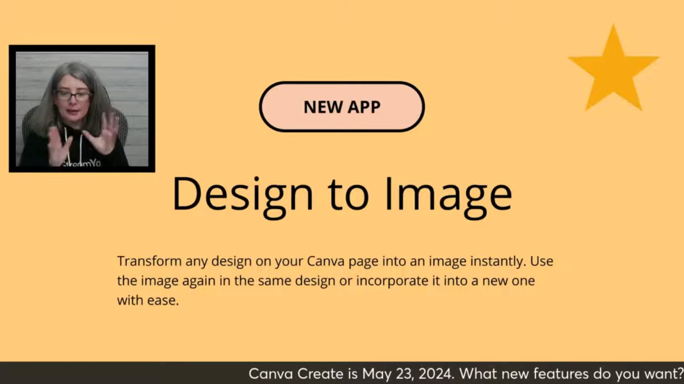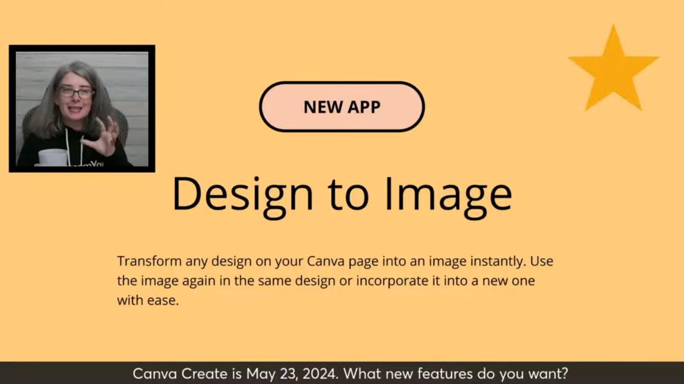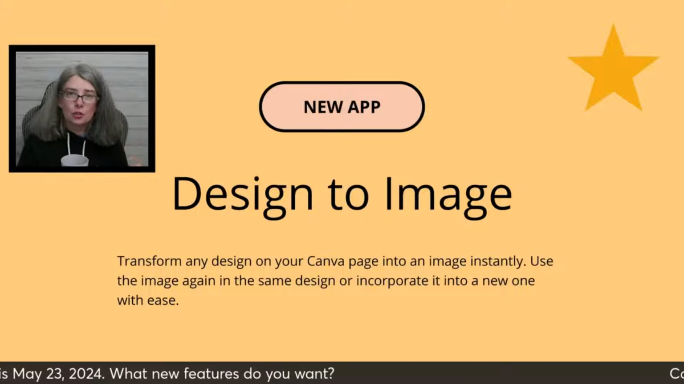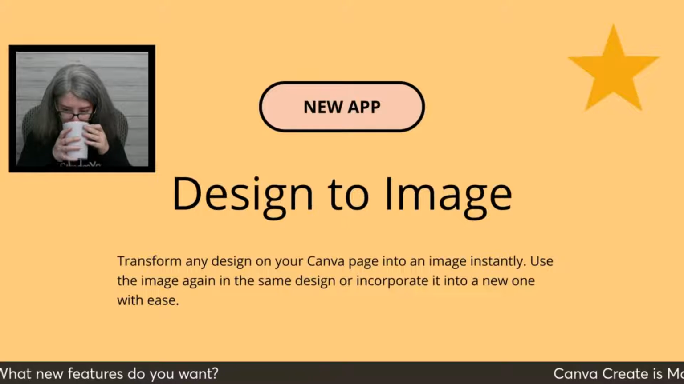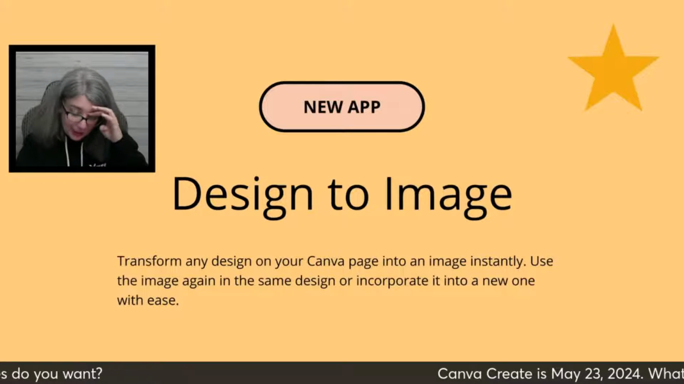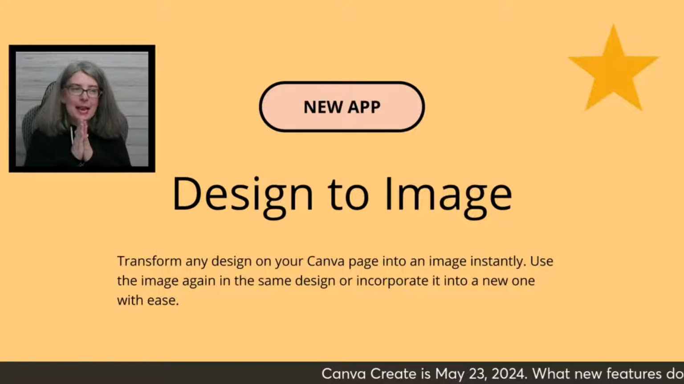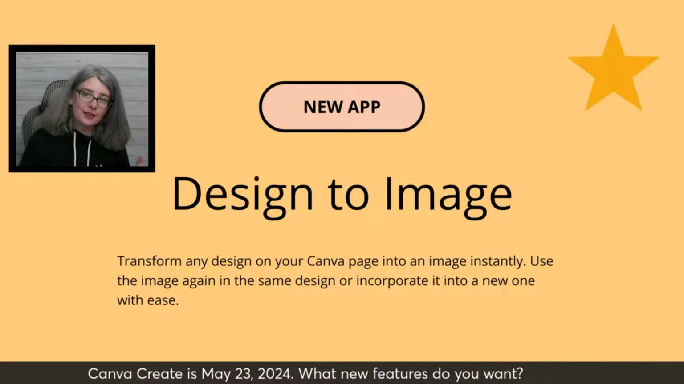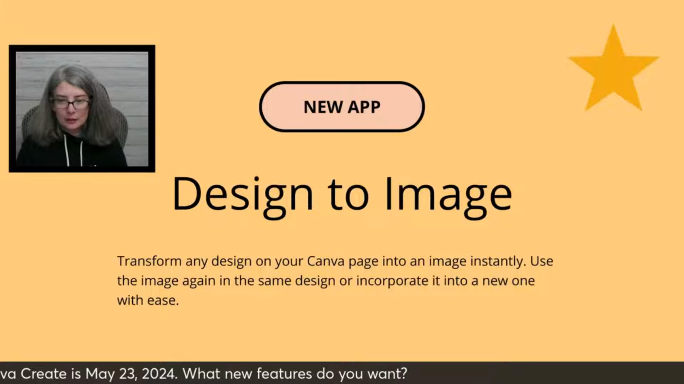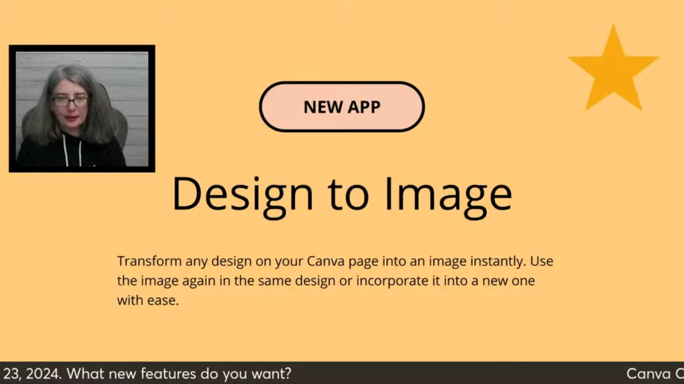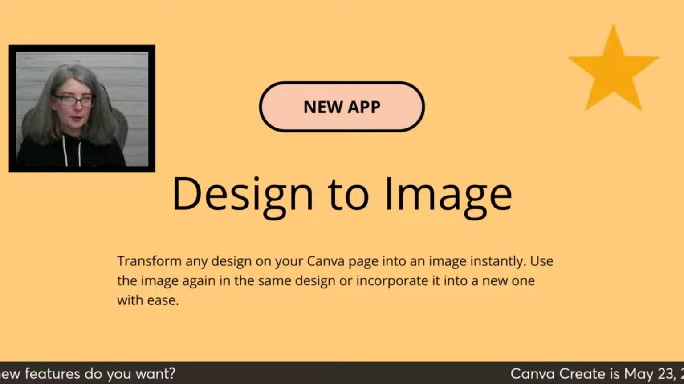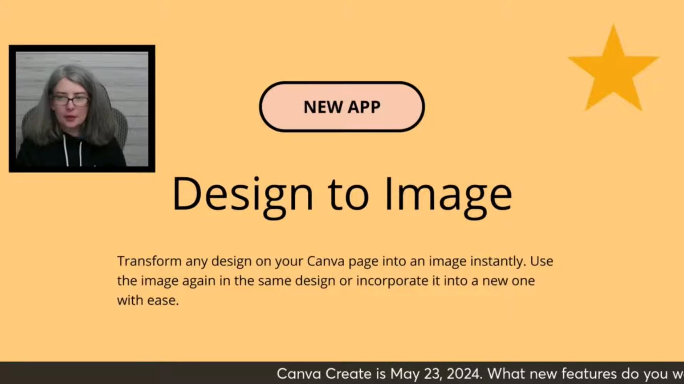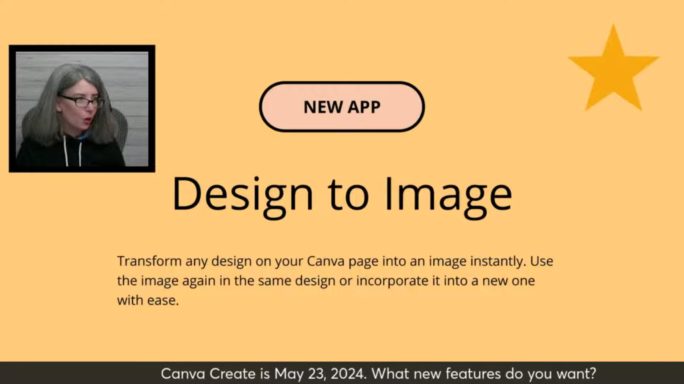What's the next thing that I love that has been added to Canva recently? It's something called design to image. Now, it doesn't save a whole lot of clicks, but it does save some. Let me see if I can, while it's still off screen, I'm going to pull up a design. We'll pull up the same design that I've used before.